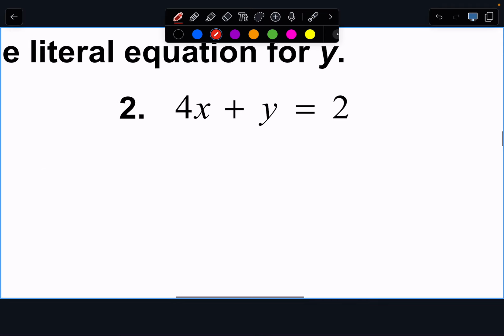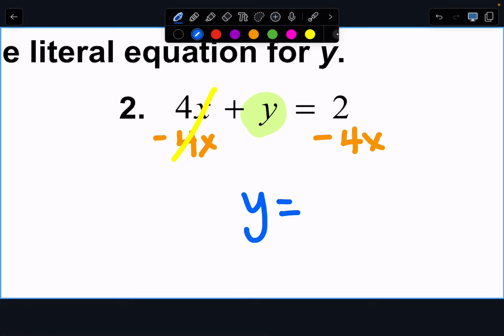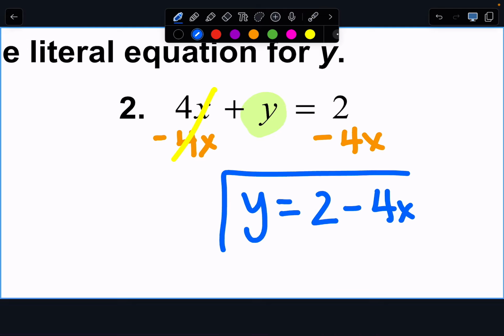Okay. So if we look at number 2, if I want y by itself, what do I do with the 4x to move it over? Okay, so here we would have to subtract 4x from both sides, and this is where we need to be careful. Are 2 and 4x like terms? No. They're not both x. So 2 minus 4x has to remain as 2 minus 4x.